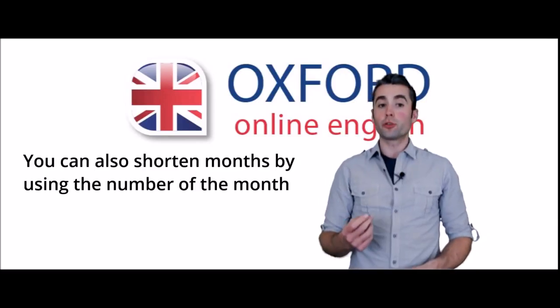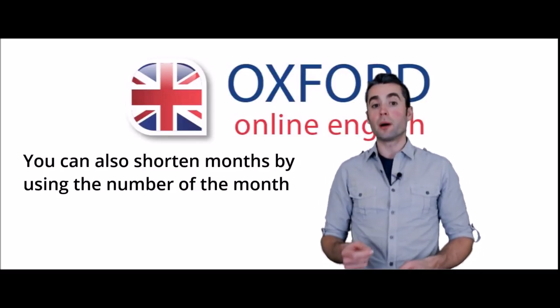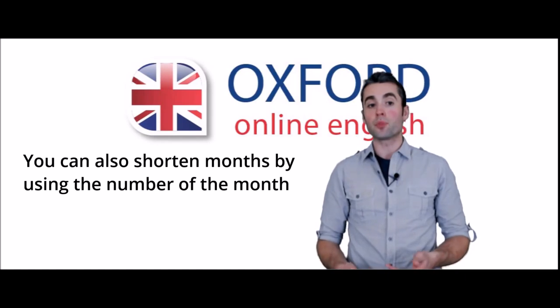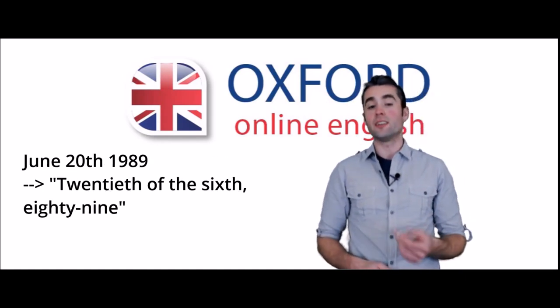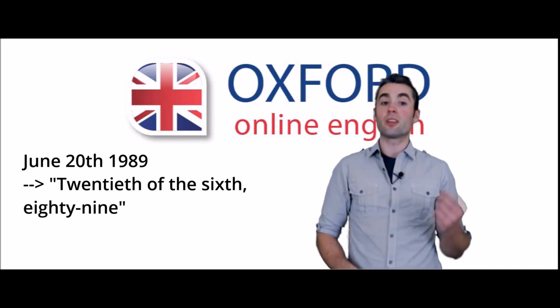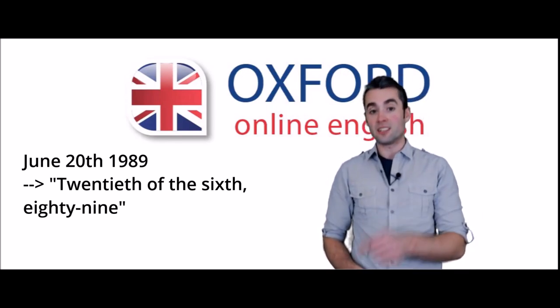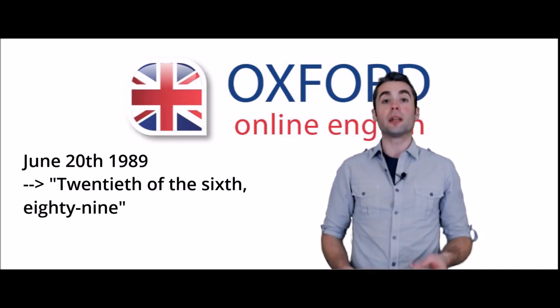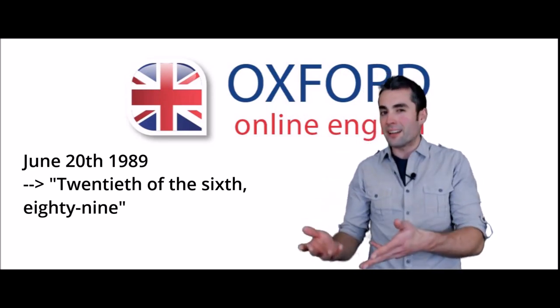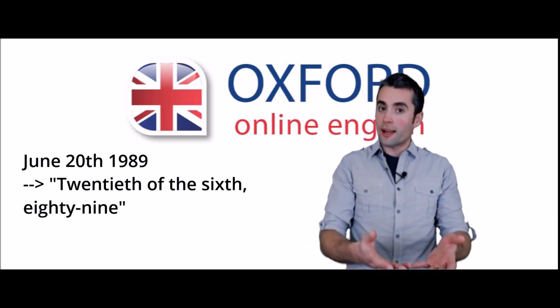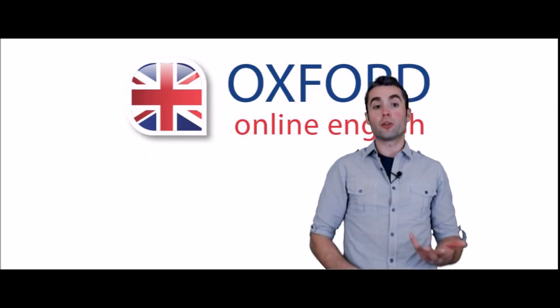We also sometimes shorten months by using the number of the month instead of the name. So if your birthday is the 20th of June 1989, you could read it as 20th of the 6th, 89. This is very common, especially when giving information on the phone or in a bank, in a shop, something like that. People use this quite often.